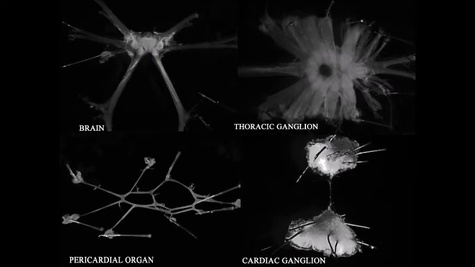Here we see the brain, thoracic ganglion, pericardial organ, and cardiac ganglion after being dissected. The preps have been pinned to a petri dish and are ready to begin the series of washes.